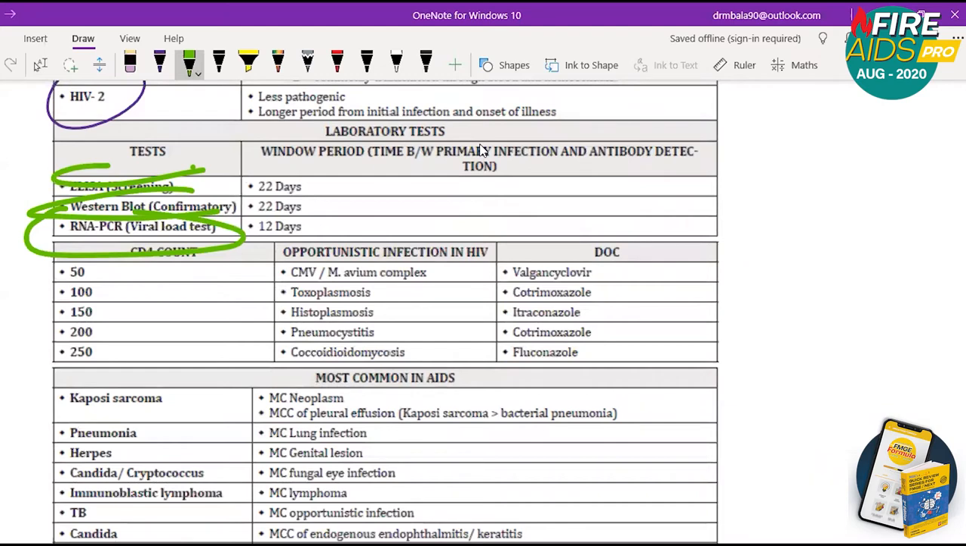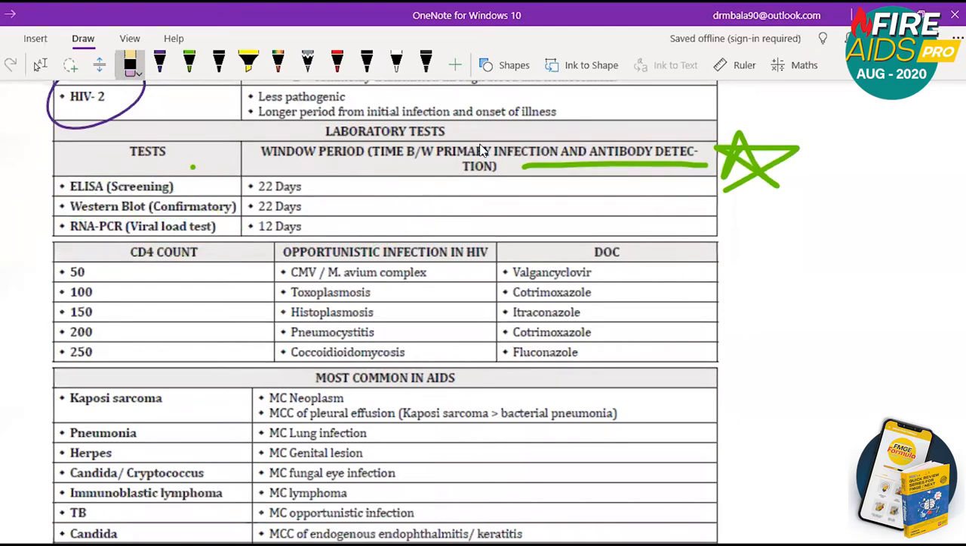Here is the window period, which is the time between primary infection and antibody detection. This itself is an MCQ. Last year's MCQ: window period is the time between primary infection and antibody detection. That is a previous year MCQ. But the time in the window period is important. ELISA screening 22 days, Western blot again 22 days, RNA-PCR will take 12 days. That is the time between the primary infection and detection. This much time it might take.